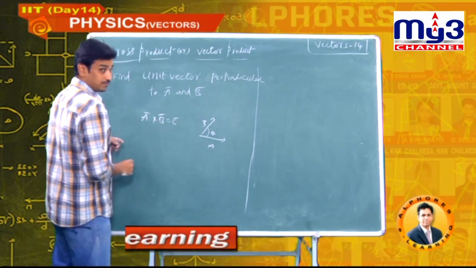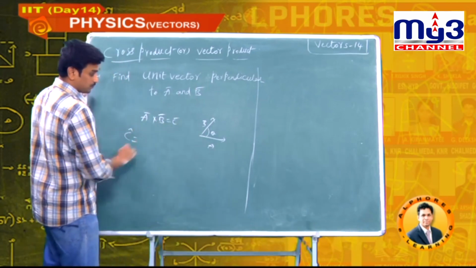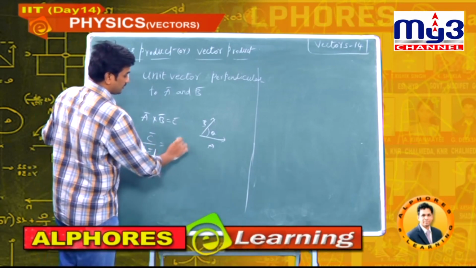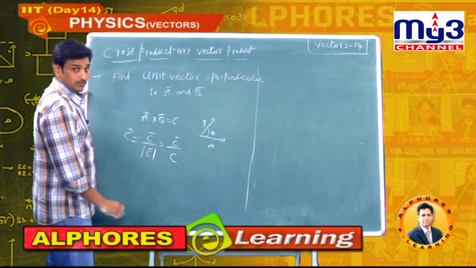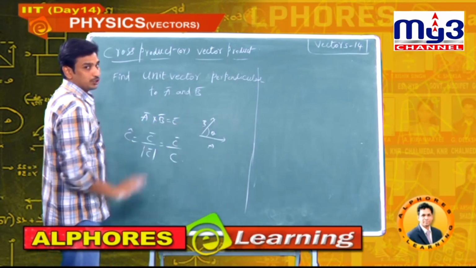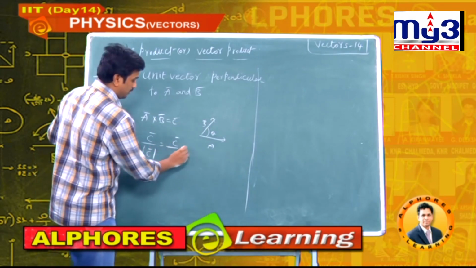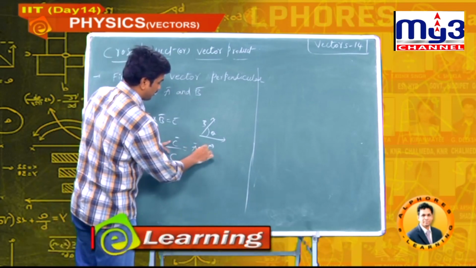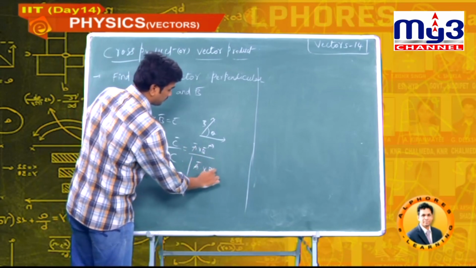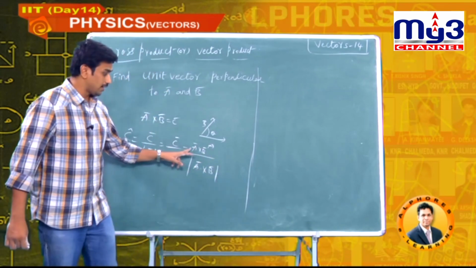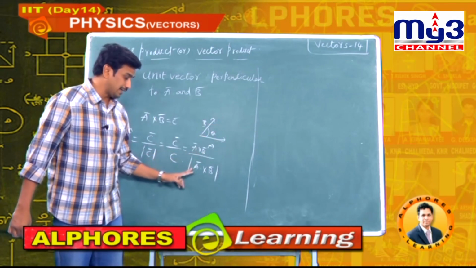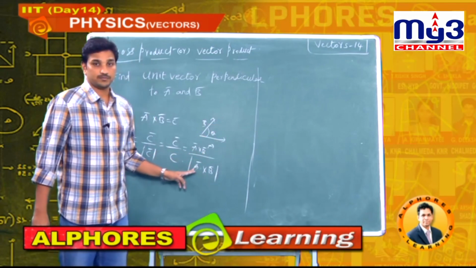Let it be C bar. They are asking for C cap. What is C cap? C cap is C bar by mod C bar. So C bar is A bar cross B bar, and mod C is the mod of A bar cross B bar, which was the last answer. After getting A cross B, we calculated the mod of A cross B also.